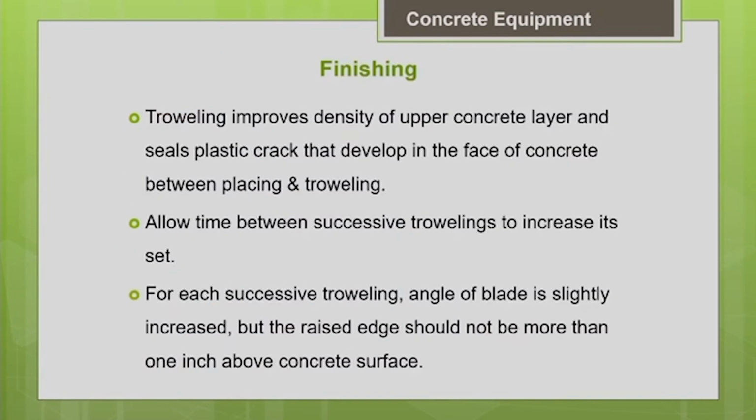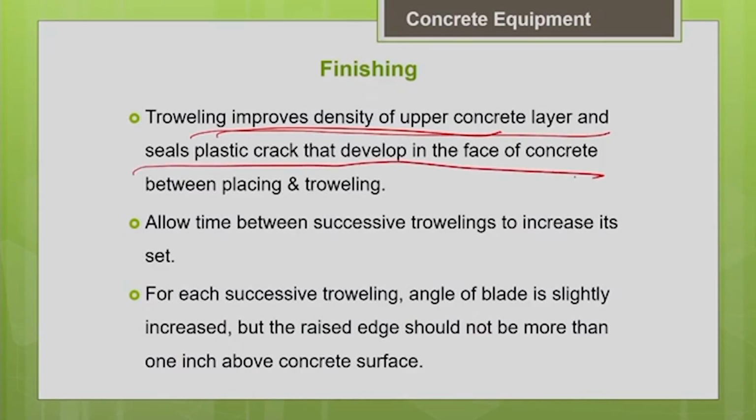By troweling you can improve the quality and the density of the upper layer of the concrete. If there is any plastic crack which is formed between the placing and the troweling, those cracks and any voids can be filled. So, troweling improves the density of the upper concrete layer and seals the plastic cracks that develop in the face of the concrete between placing and troweling. It helps to attain a more smooth and polished texture.